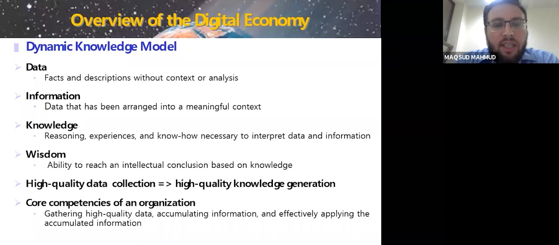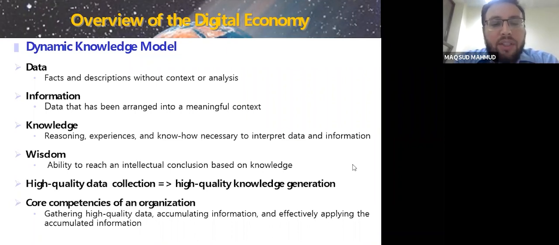What we need for the digital economy is high quality data collection. High quality means not the garbage data. We need filtered data, data which is useful for the patterns. So we say we need high quality knowledge generation. And then we have the last thing, the core competencies of an organization. What are the core competencies of an organization? They are gathering high quality data.